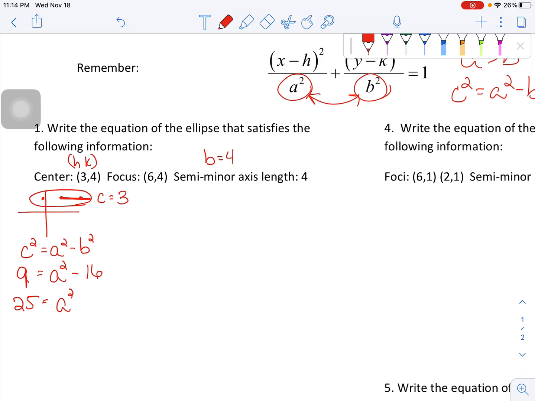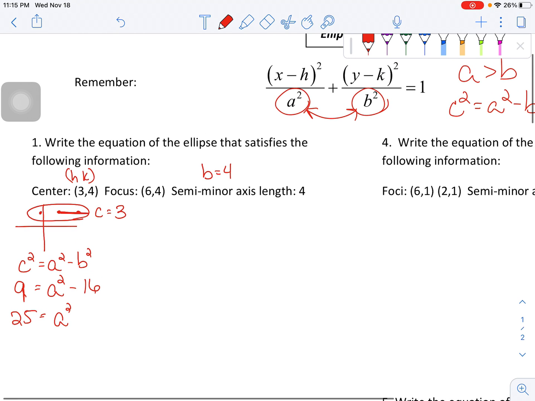Now, could I take the square root of that and figure out what a is? Absolutely. Am I going to take the square root and figure out what a is? Absolutely not. The reason being is I need to write the equation, and the equation has a squared in it, not a. Is it going to be a pain if you do it? No, you can absolutely figure out what a is. You just don't need to. Okay.